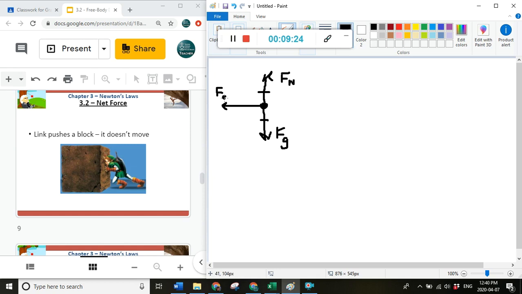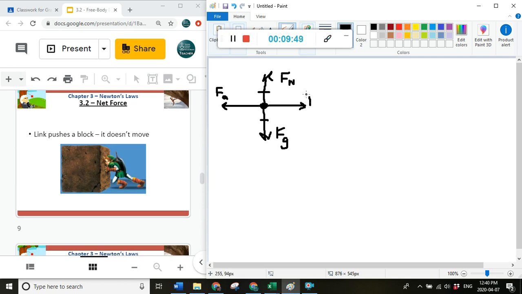Now, if Link had his way, the box would go moving in this direction, but we know it doesn't. It doesn't move. That means something is balancing this applied force in the opposite direction. Something's fighting Link and preventing him from pushing the box. Think about if you were pushing a really heavy filing cabinet, you wouldn't be able to get it to move. That's because the friction between the block and the surface is too strong.